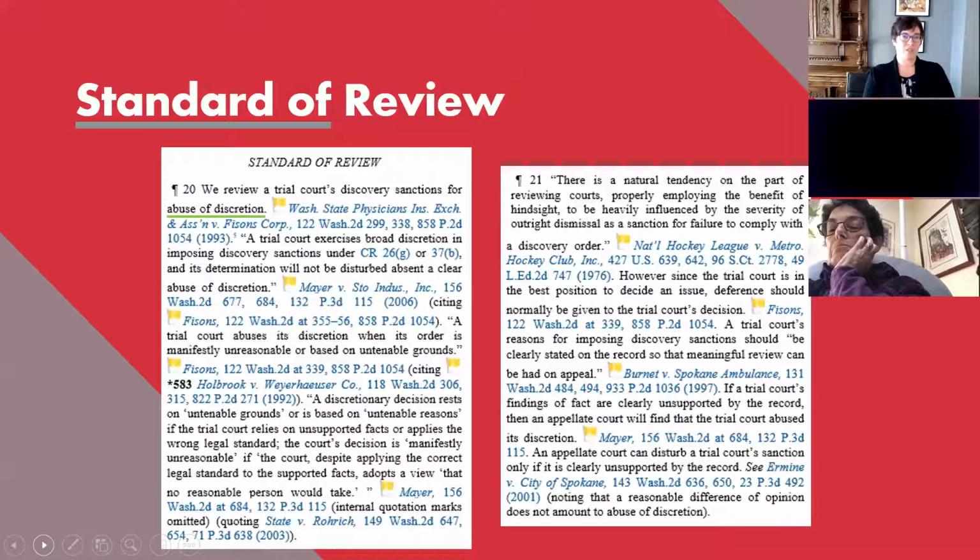Now, an abuse of discretion standard, much like many of the standards, is easy to describe. There are a lot of statements out there saying what it means to abuse the discretion. It's another thing to apply it in a particular situation. As helpful as these descriptions can be, saying an abuse of discretion involves a decision on untenable grounds or untenable reasons, these statements only get you so far.